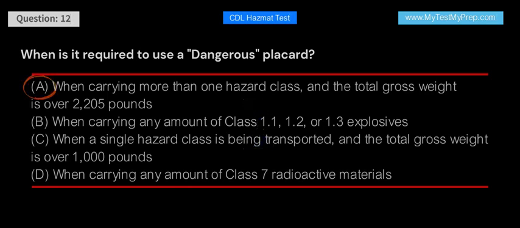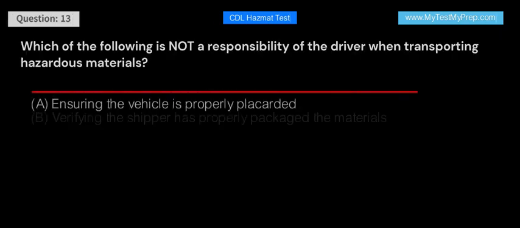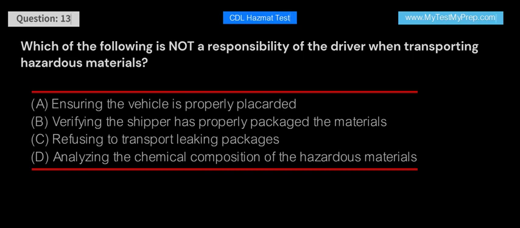Answer A. A dangerous placard is required when carrying more than one hazard class, and the total gross weight is over 2,205 pounds. This placard is used to indicate that multiple hazards are present. Which of the following is not a responsibility of the driver when transporting hazardous materials? A. Ensuring the vehicle is properly placarded. B. Verifying the shipper has properly packaged the materials. C. Refusing to transport leaking packages. D. Analyzing the chemical composition of the hazardous materials.